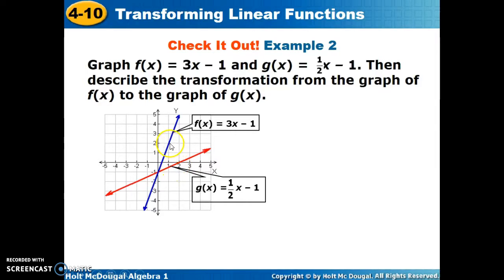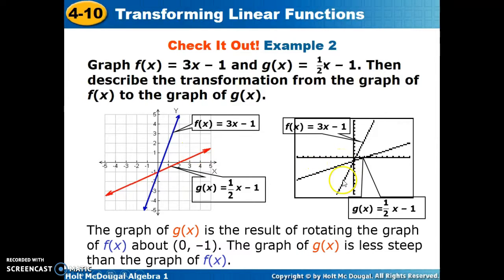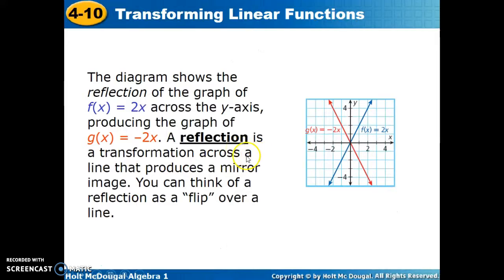1/2 x compared to 3x, our graph f of x, which is the first one, rotated clockwise to g of x. So we say it's a rotation, and we could say clockwise to be more specific. It is also less steep. We would add that. 3x is much steeper than 1/2 x.